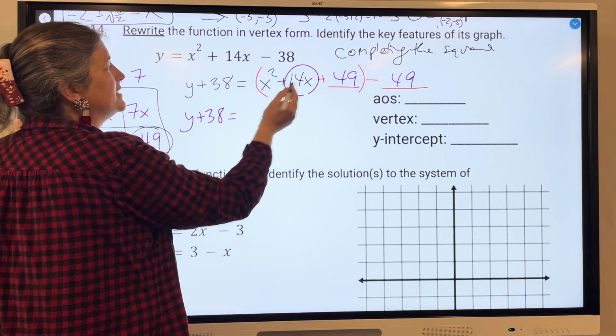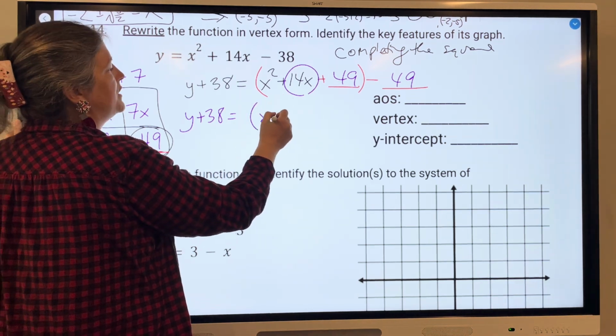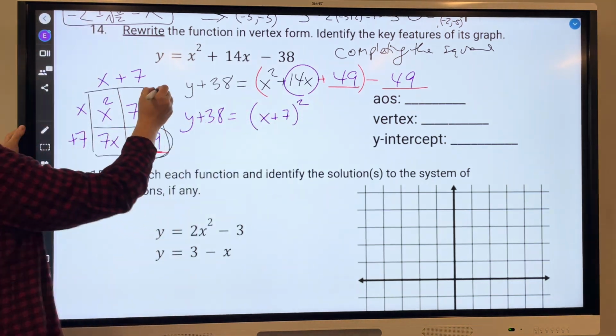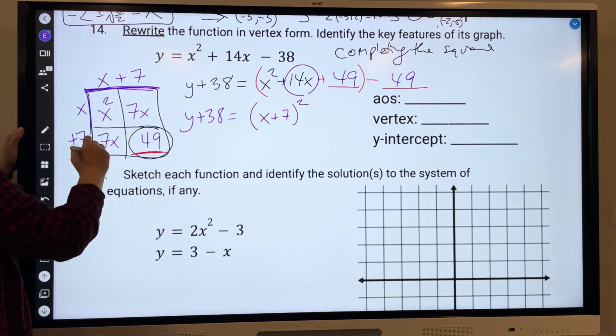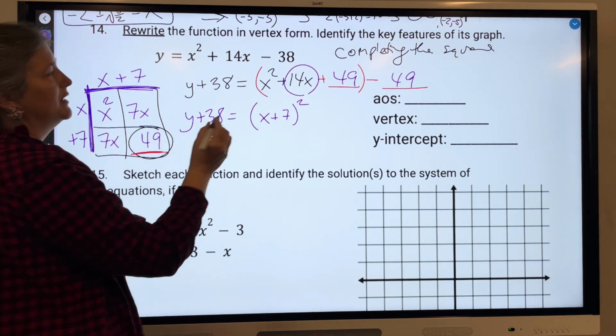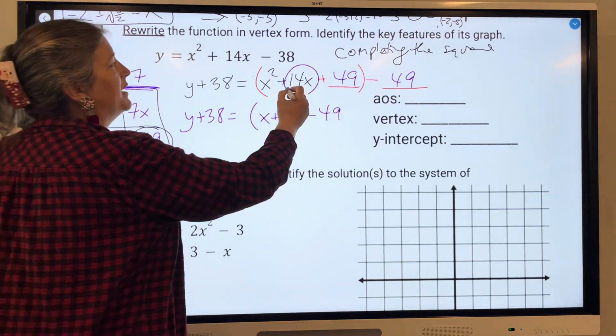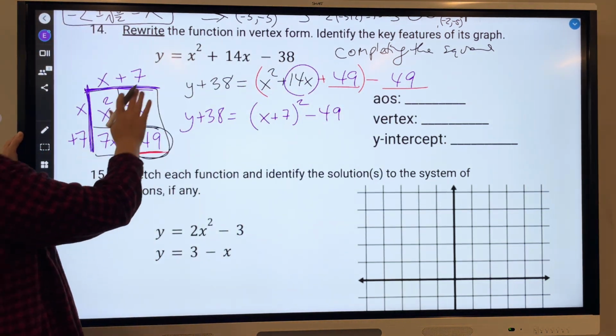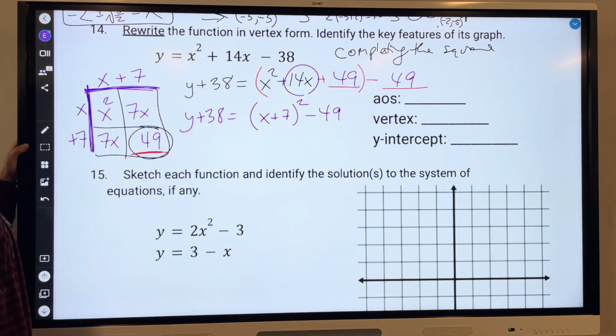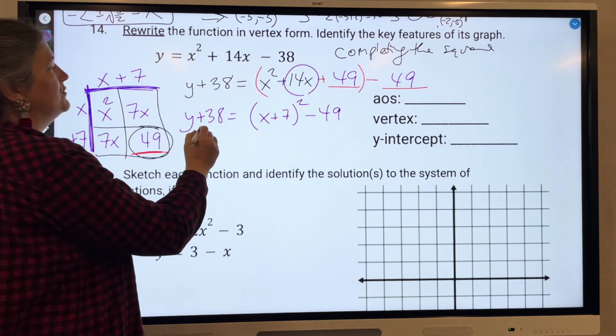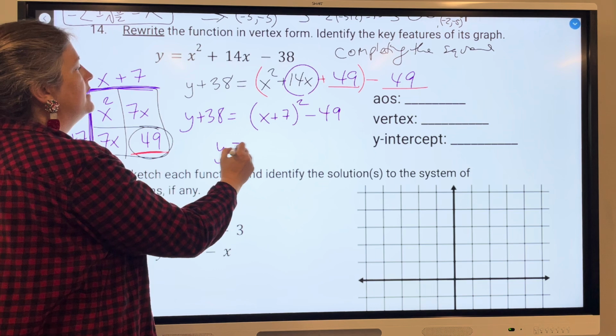to rewrite what's in parentheses as (x plus 7) squared, because it is a square with a side length of x plus 7 and a side length of x plus 7, but then minus 49 because that's outside the parentheses. But everything in here was in the box. It now can be replaced by that perfect square expression. So now I'm going to subtract my 38 back.